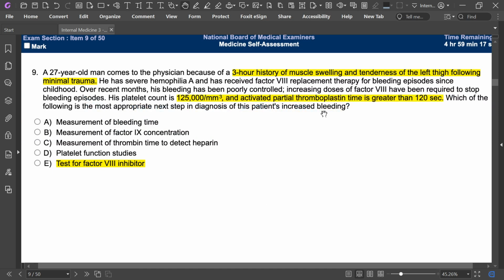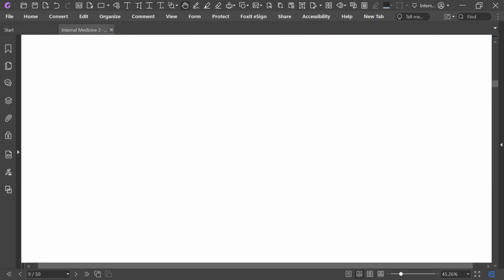Next question. This patient's PTT is higher, greater than 120. Platelet count is low, with a 3 hour history of muscle swelling. PTT is higher, so it looks like hemophilia. Hemophilia is an X-linked coagulopathy that arises from a genetic deficiency.